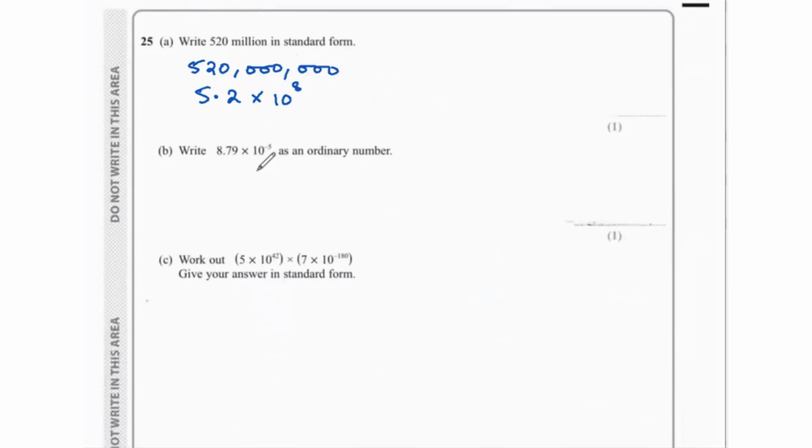Then write 8.79 times 10 to the power of negative 5 as an ordinary number. Now we have to move the decimal 5 places to the left-hand side. So 0.0000879. That is your ordinary number.